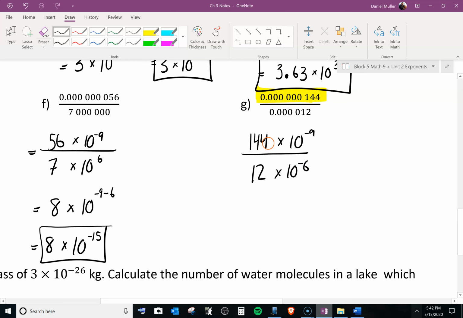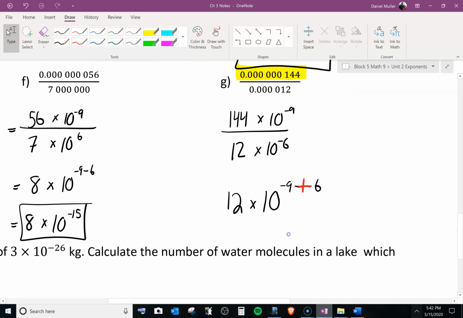Now, 144, I can do the left side here. 144 divided by 12 is 12. And 10, these are the same base, so I can subtract. So I got negative 9 subtract, so there's negative 9, subtract negative 6. Now whenever you are subtracting a negative, that's the same thing as adding. So this is actually 12 times 10 to the negative 9 plus 6 is going to be negative 3. You have negative 9 and you add 6, you get negative 3.